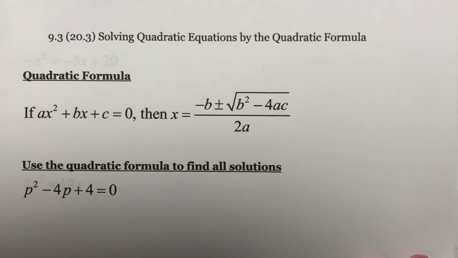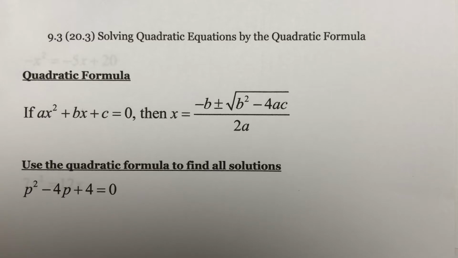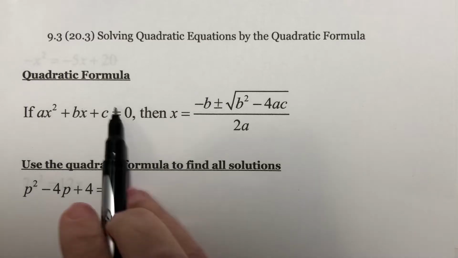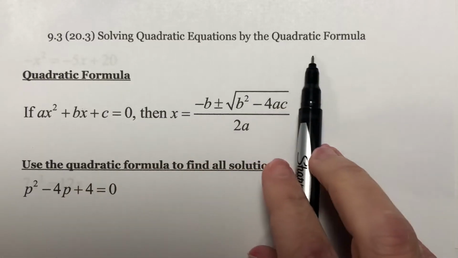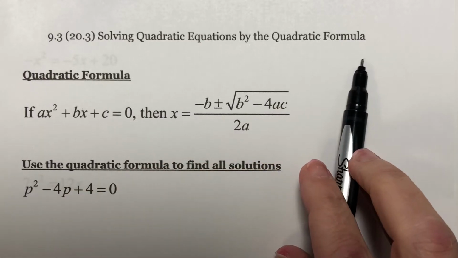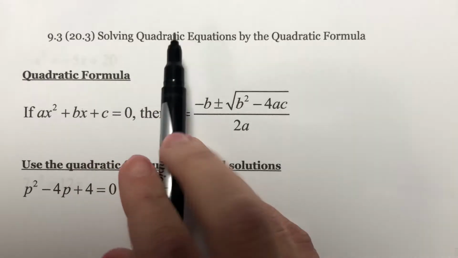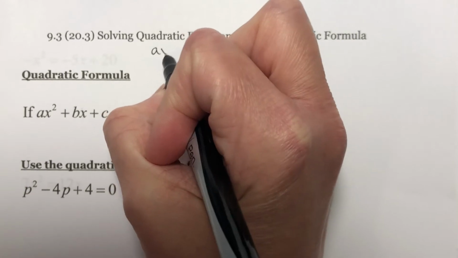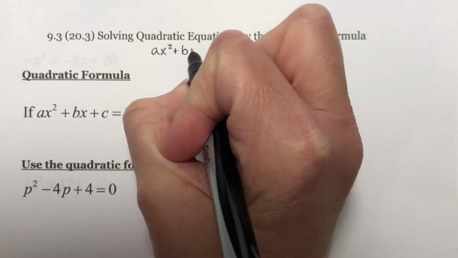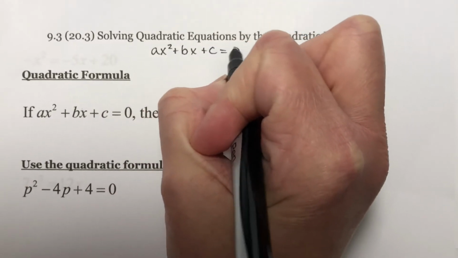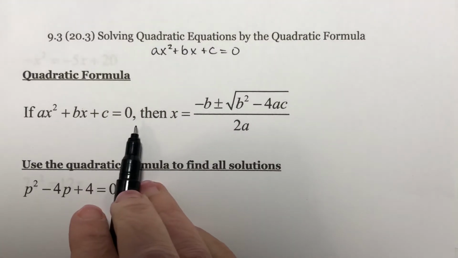Okay, let's look at the final section in the course. This is chapter 9, section 9.3, and we are solving quadratic equations by the quadratic formula. We've done quadratic equations before. They were things that look like ax squared plus bx plus c equals 0, which is what I have right here.